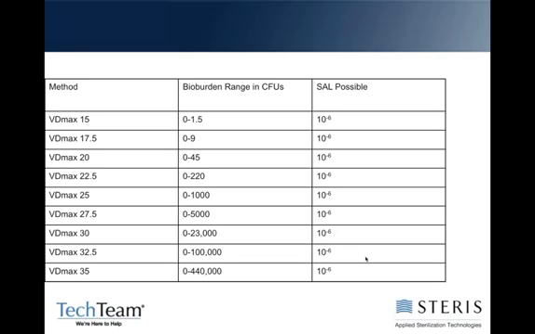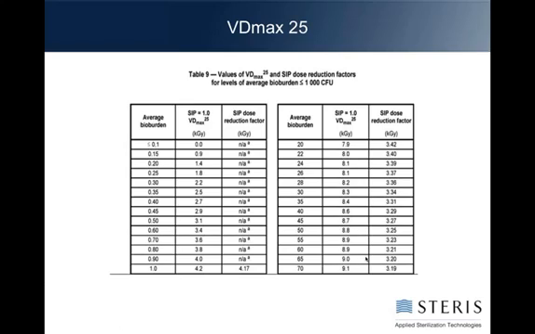You would then, if your bioburden was 200, potentially do VD max 22.5 or one of the higher bioburdens. All of these methods, if you're within the bioburden range that allows you to do them, will support a 10 to the minus 6 sterility assurance level.